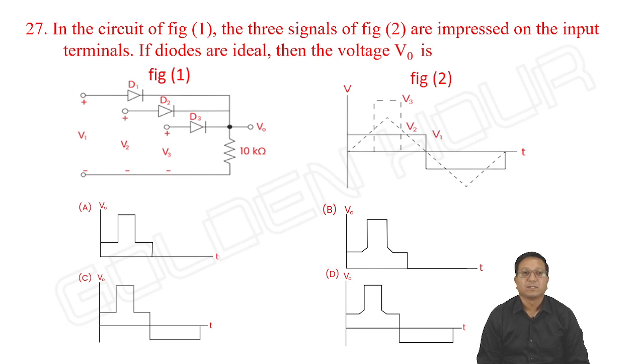Look at this question. In the circuit of figure 1, the three signals of figure 2 are impressed on the input terminals. Signal V1 is applied between these two terminals, V2 between these two, and V3 between these two terminals. If the diodes are ideal, then what is the output voltage V output?